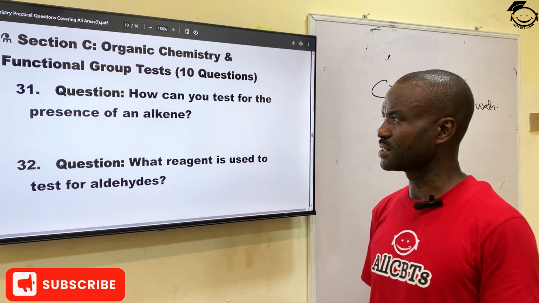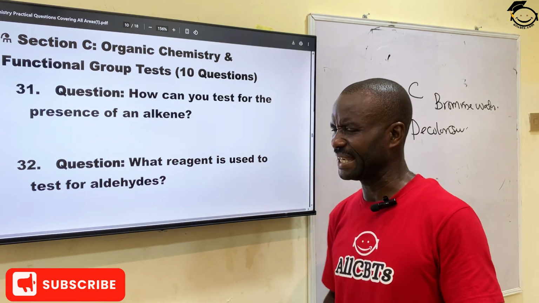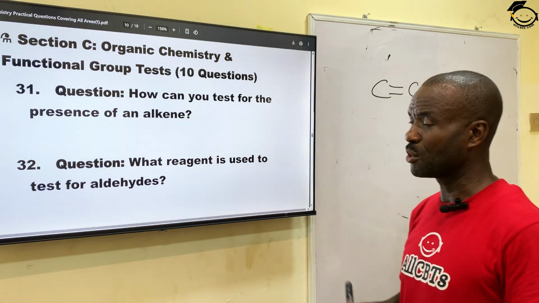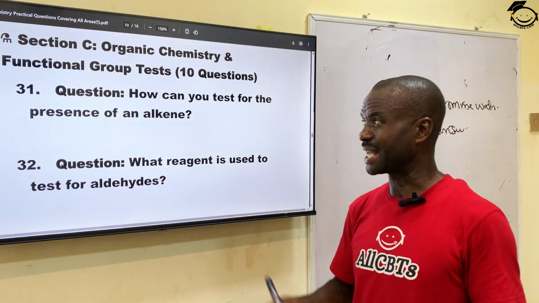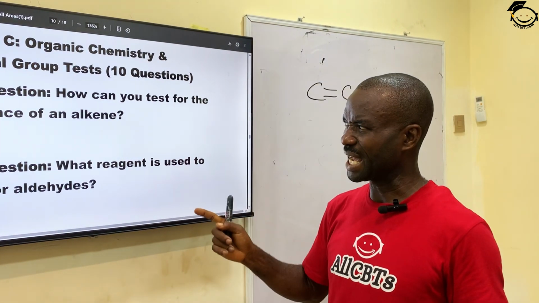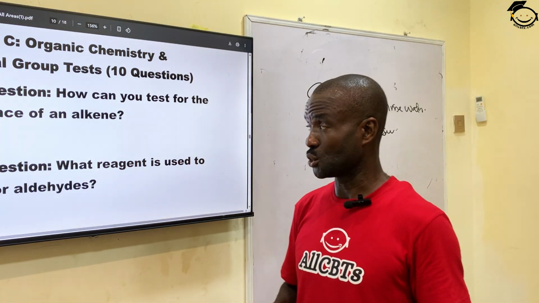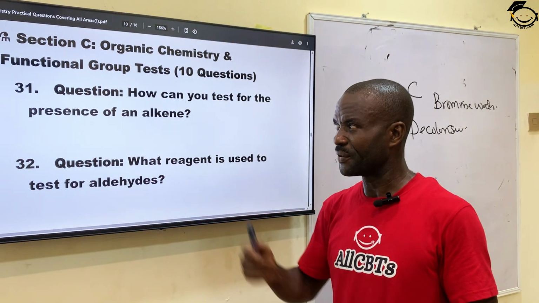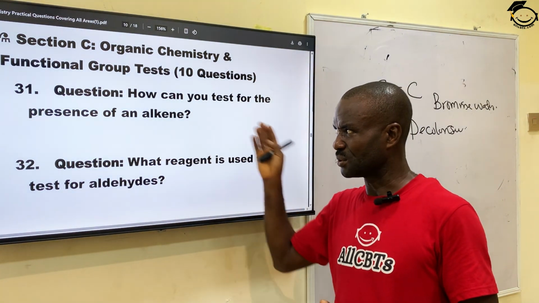All right. The first question says, how can you test for the presence of an alkene? Alkene is a carbon-carbon double bond homologous series, which is an unsaturated hydrocarbon. So it can be identified by a solution called bromine water. If bromine water is added to an alkene solution, it decolorizes the solution. So the test is bromine water, which decolorizes alkene, making it become saturated, from unsaturated to saturated.